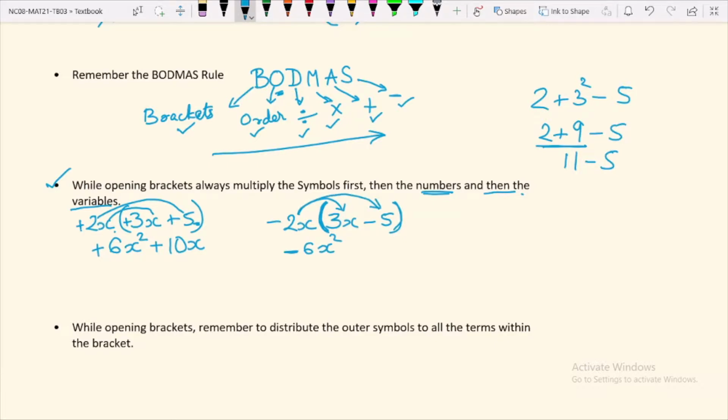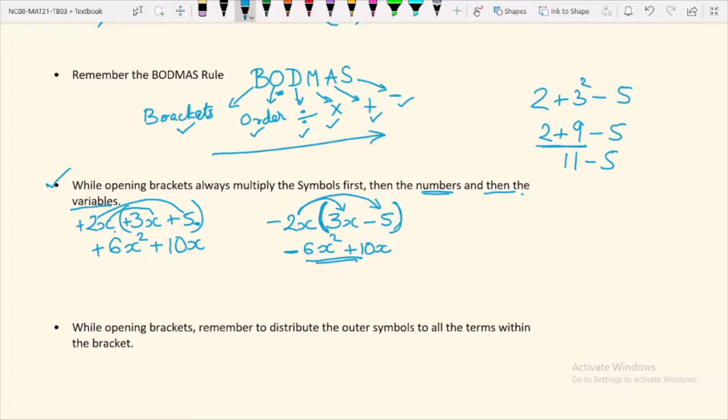So before multiplication of the terms, I have to multiply the symbols. Minus into minus will be plus. So I will write plus. Then I have to multiply numbers with numbers. 2 into 5 is 10. So I will write 10x. Next I will have to multiply variables. Because there is no variable here, I will multiply x with nothing. X into no variable is x.